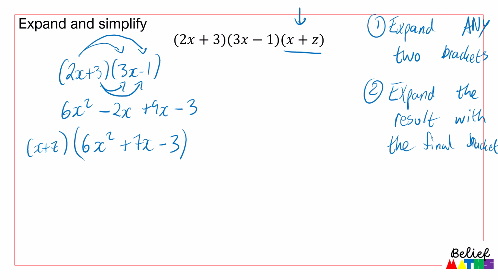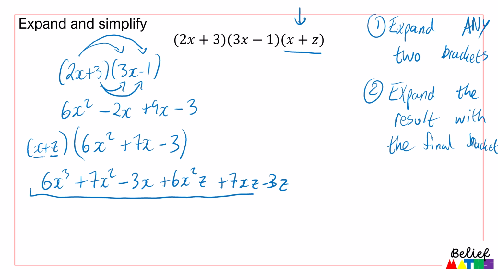I'm not going to draw my arrows here because it might get a bit confusing. Remember, I'm multiplying my x by all of those terms. That gives me 6x cubed plus 7x squared minus 3x. And then I'm going to multiply my z by all of those terms, which is plus 6x squared z plus 7xz minus 3z. Now as we look at those, none of those are like terms because none of them are exactly the same letters. So my final answer is this whole thing here. 6x cubed plus 7x squared minus 3x plus 6x squared z plus 7xz minus 3z.